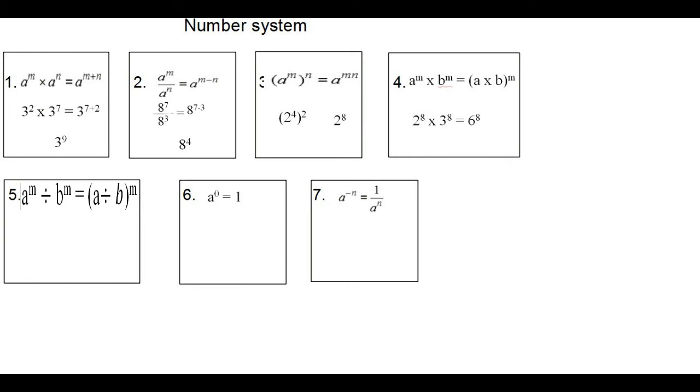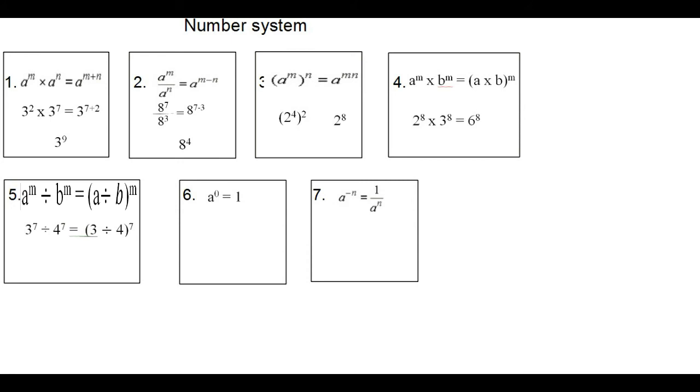The next point is a power m divided by b power m will be equal to a divided by b whole to the power of m. So like rule number 4, whenever the powers are equal and the bases are in division form, they can be divided and taken whole to the power of the given value. For example, 3 power 7 divided by 4 power 7 can be taken as 3 by 4 whole to the power of 7, because here the powers are equal and the bases are in division form.